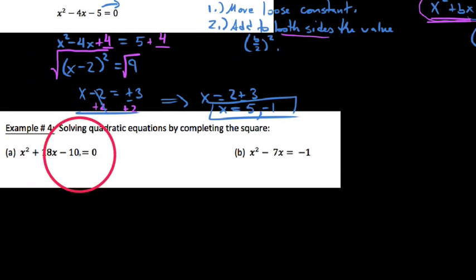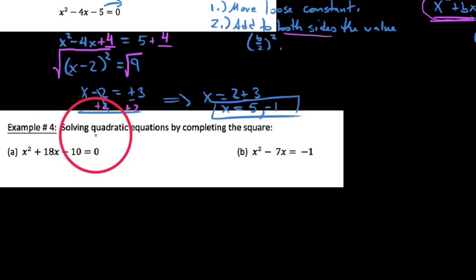And so what I want to do is, in these last couple of examples, have you give this a shot. So try to pause the video and really try to rewrite these as perfect square trinomials. As soon as you're done, you can go ahead and continue with me now. So essentially, we'll repeat the steps that we had up here. Move the loose constant to the other side.